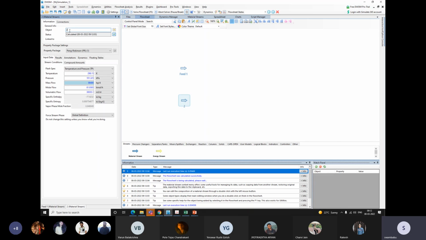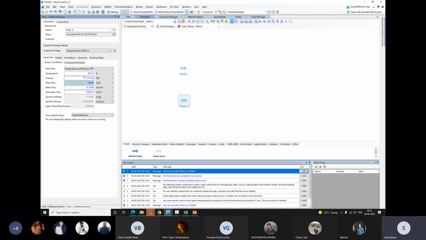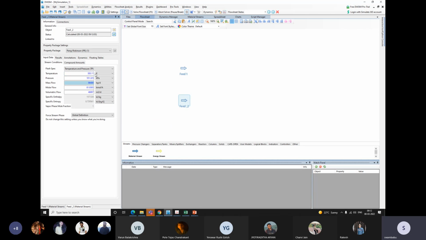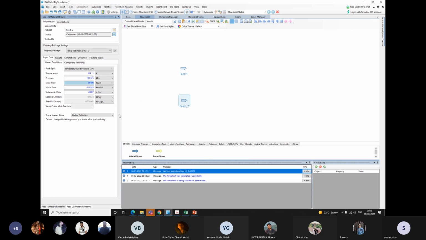Now I will need to create another feed stream, that is a material stream. So this is feed 2. The feed 2 stream is at 383.11 kelvin, and the pressure is 1895.63 kilopascals.